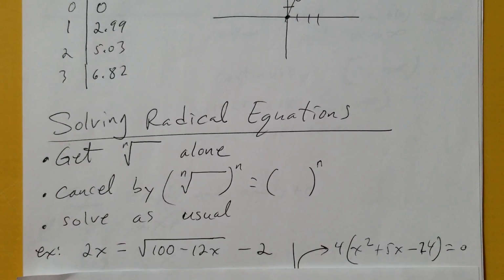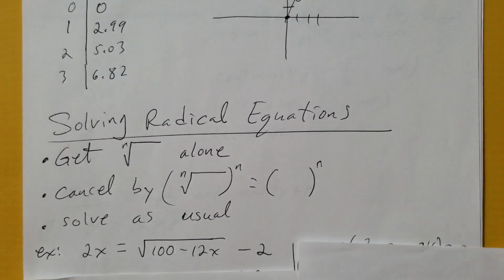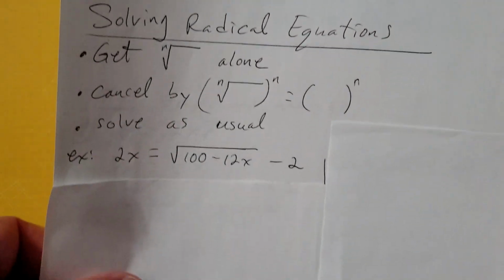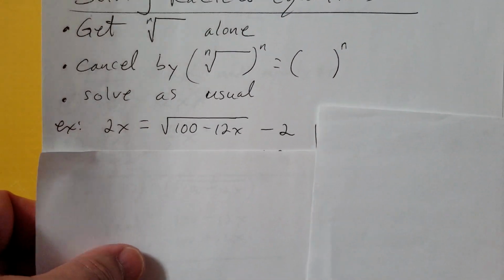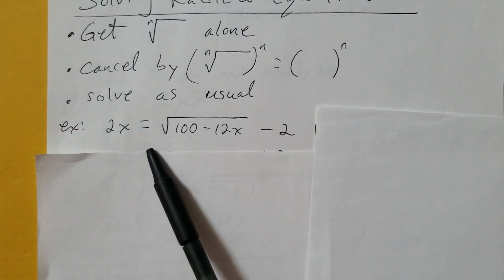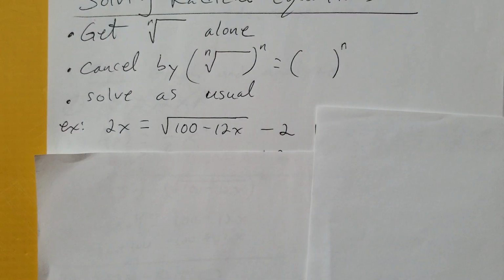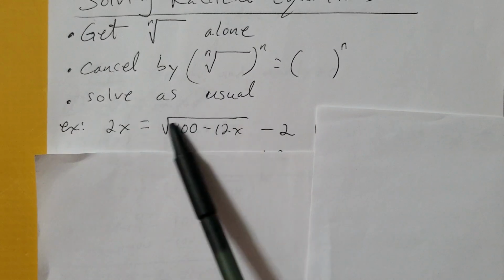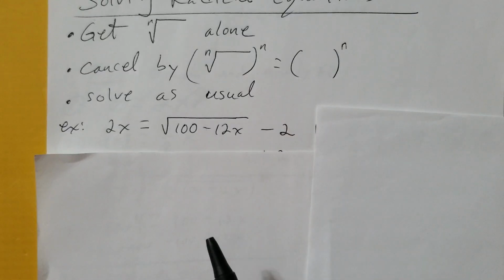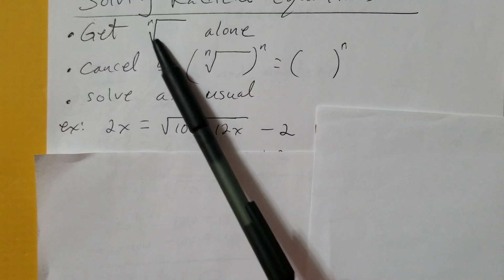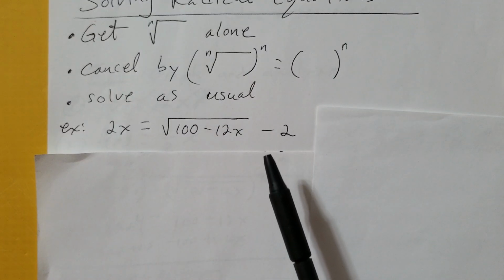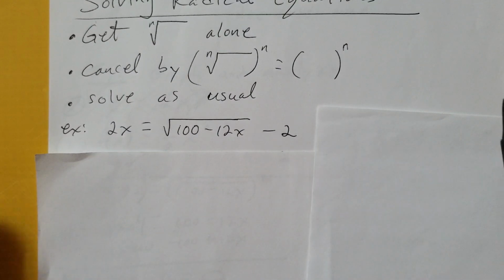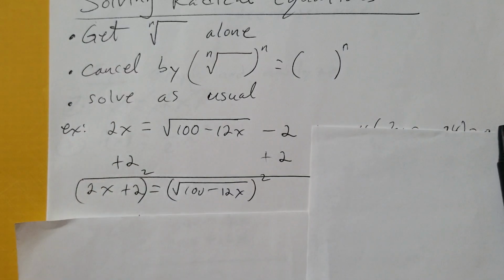Here's an example. We're solving radical equations. So here's an equation and it has a radical in it. Now, do I square both sides right away to eliminate the radical? No, because the first thing we have to do is get the radical by itself. So first thing we have to do is get rid of this negative 2 with plus 2 on both sides.